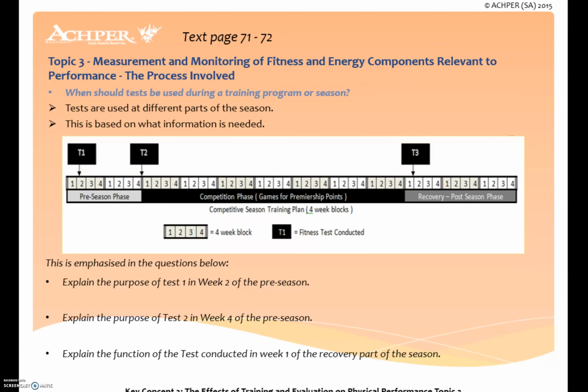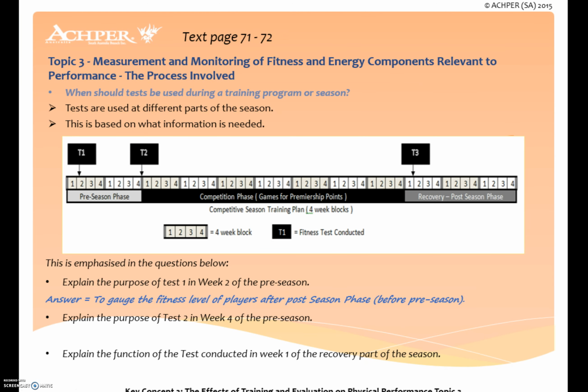Without going into too much detail, your pre-season phase is looking at building a base of fitness, competition is looking at maintaining that, and the recovery phase is looking at tapering off a bit and making sure that our body stays in some sort of condition to then start your pre-season phase. So we'll just go through and explain the purpose of a test in week 2 of pre-season.